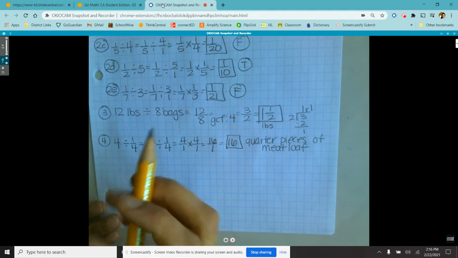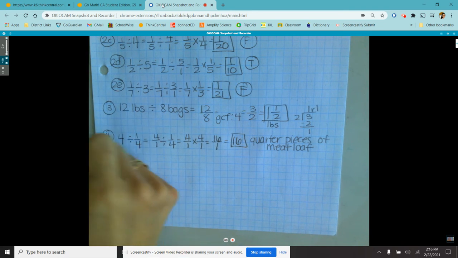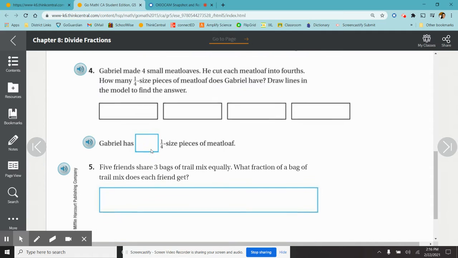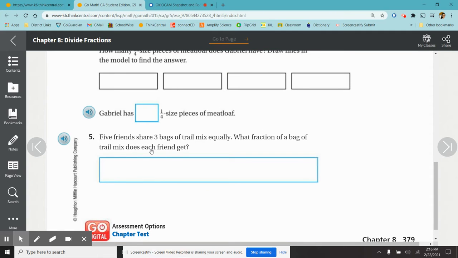All right, number 5. 5 friends shared 3 bags of trail mix equally. What fraction of a bag does each friend get? So, what do we have? We have 3 bags of trail mix, and they're split amongst 5 people. So we set this up as a fraction. So we have 3 over 5.